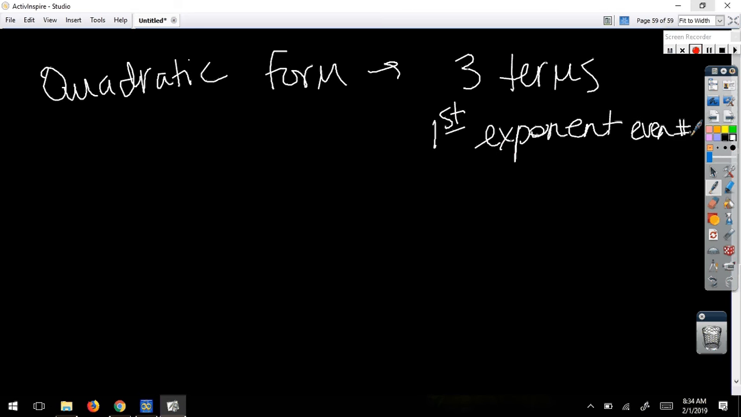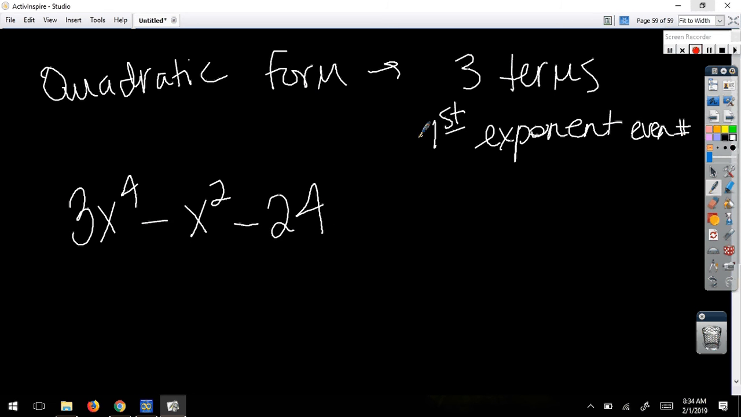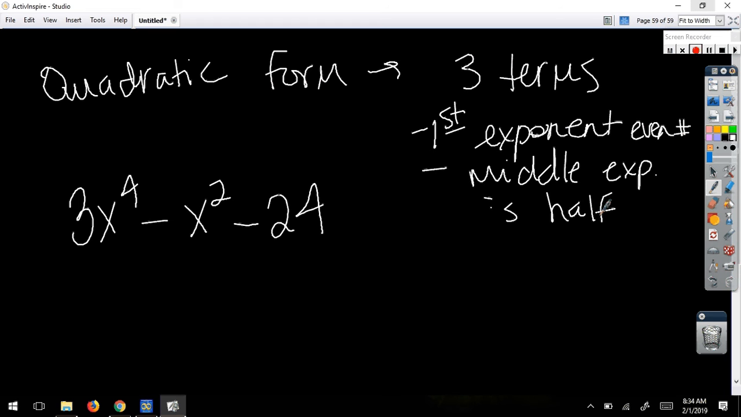So maybe 3x to the 4th. The middle exponent has to be half of the first. If those are true, then you can group it.